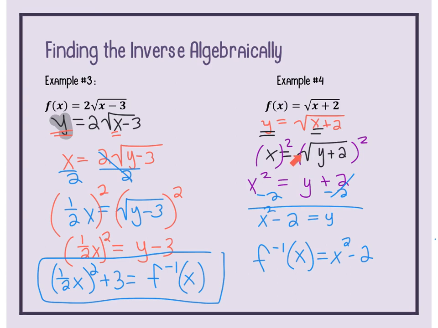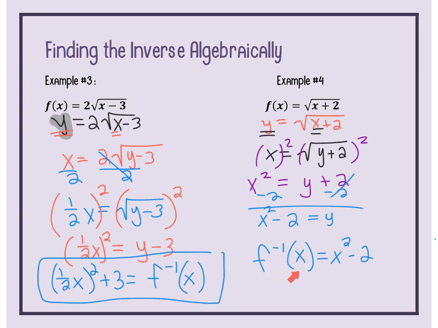The third step was, how do I get rid of the square root? The answer was I square it on both sides. I'm left with x squared equals y plus 2. How do I move the 2 over? I subtract it. So I have x squared minus 2 equals y. And I did have room to rewrite it better.